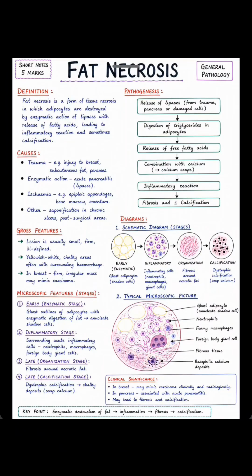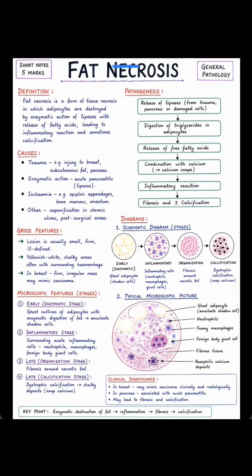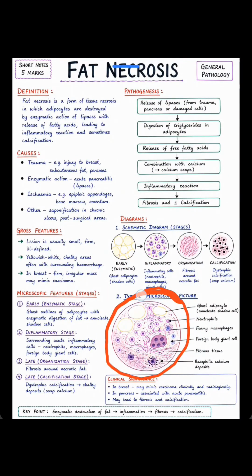So this is a typical microscopic picture: ghost adipocyte shadow cells, neutrophils, inflammatory cells, foamy macrophages, foreign body giant cells, fibrous tissue, and the basophilic calcium deposit. This is the most important typical microscopy of fat necrosis. You can draw it in your university exam, it is very easy. The key point you have to remember: enzymatic destruction of fat leads to inflammation, then fibrosis, and then calcification. That is what about fat necrosis.